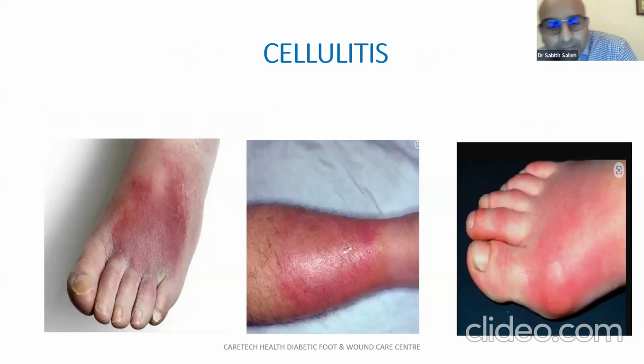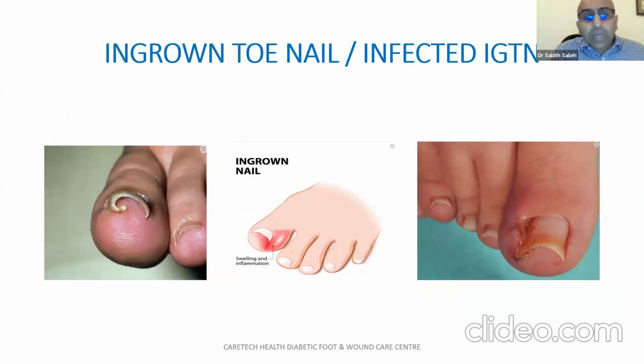Okay, cellulitis. This is something that we do see often, a skin infection, and we need to treat them with appropriate oral antibiotics, and sometimes they may even need intravenous antibiotics. Ingrown toenail is very important, because we must always advise diabetics to cut the nail straight. Don't cut it in a curved way. And it is very important to catch an ingrown toenail before it becomes infected, and to refer them for appropriate treatment.